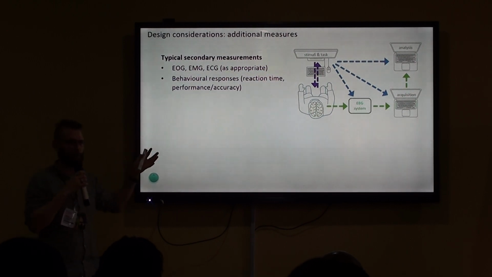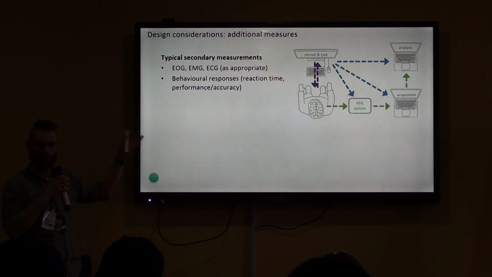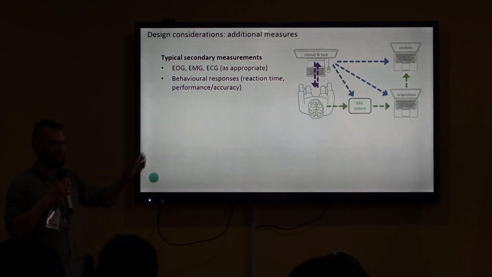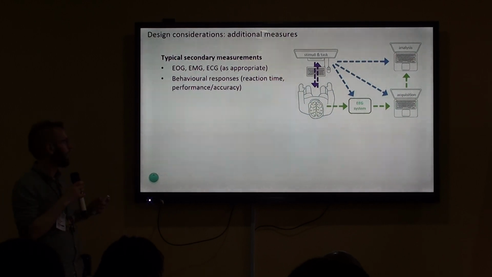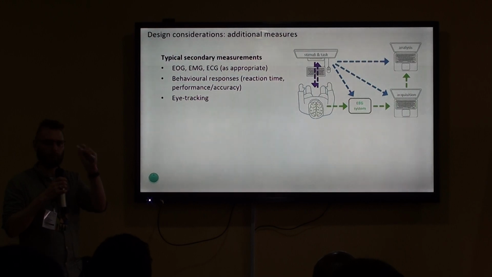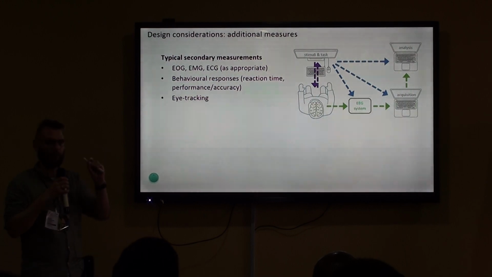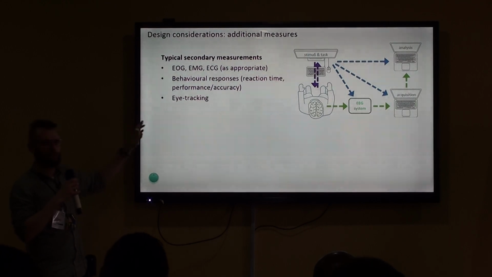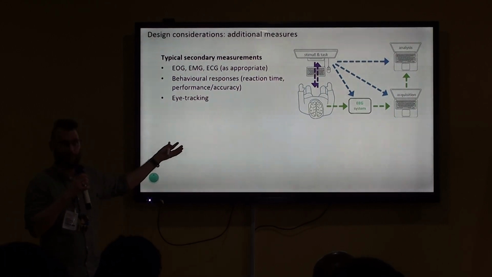Of course, the behavioral responses, when we're doing a behavioral task, are usually something that we want to collect and analyze in some way. That could be reaction time, performance, accuracy, responses, how people rate a certain thing, and so on. We also showed the eye tracker. In some experiments, people really want to control where people are looking during an experiment. Sometimes I think this is not really a necessity, more a nice thing to have. Some experiments might require it.